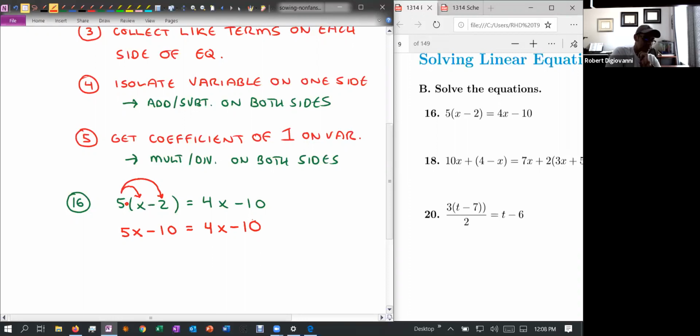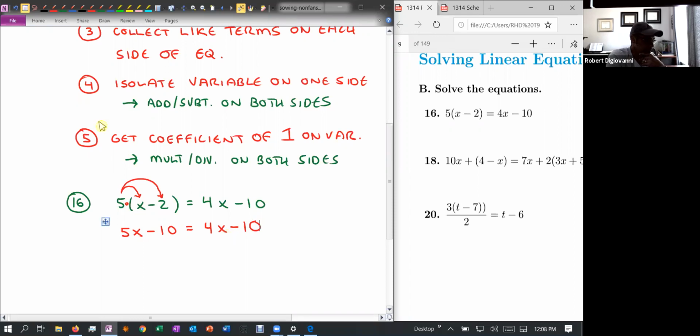Okay, so now I'm going to move on to the third step, which is to collect like terms. Collect like terms means try and put these things together. But 5x take away 10, again, we don't know what that is, so you can't collect those together. 4x take away 10, you can't collect those together, so we're pretty much done with step 3.